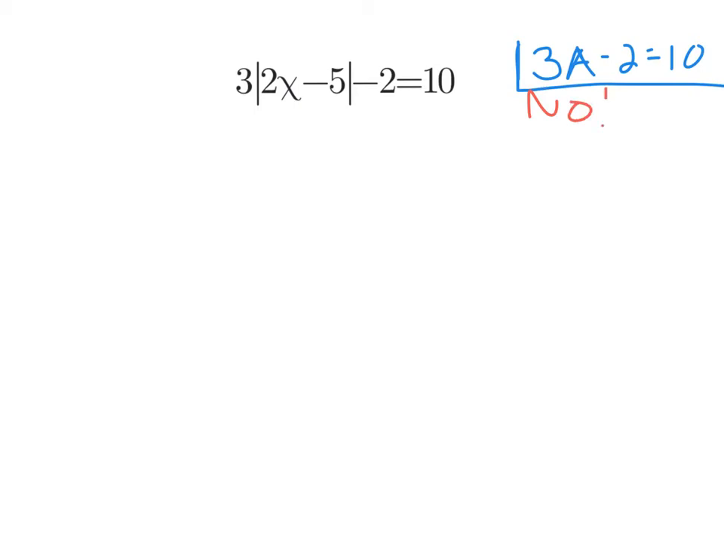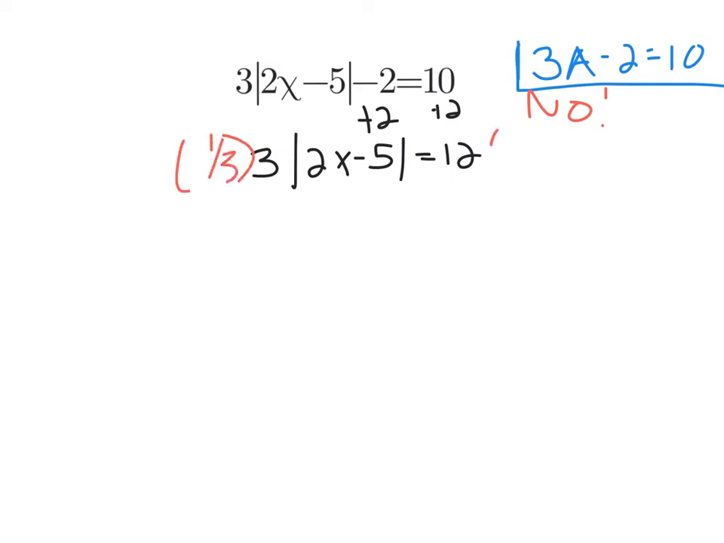So I'm going to isolate this absolute value. I'm going to add 2. You get 3 times the absolute value of 2x minus 5 equals 12. Then I'm going to divide by 3 or multiply by 1/3, whichever floats your boat. And now I have the absolute value of 2x minus 5 equals 4.